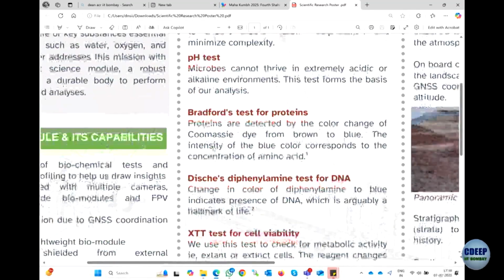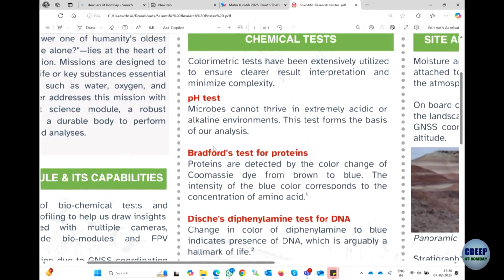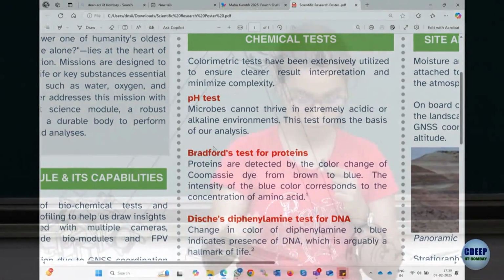And the main 4 tests that we do, we start off with the pH test. This tells us a lot about the soil. Extremely acidic or extremely basic soils cannot harbor life as we know it, and this also tells us about the composition of soil itself, so we know what other markers to look for.